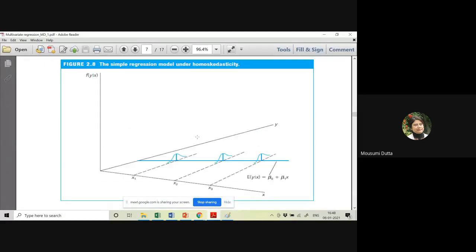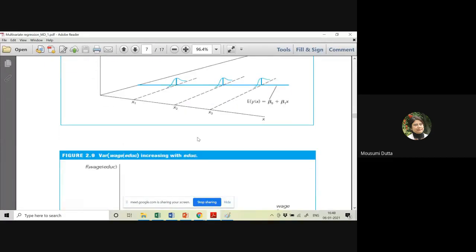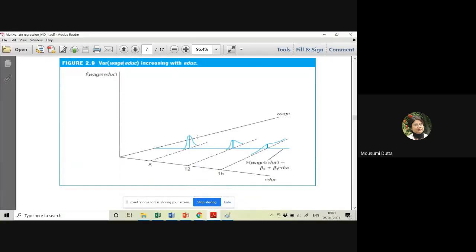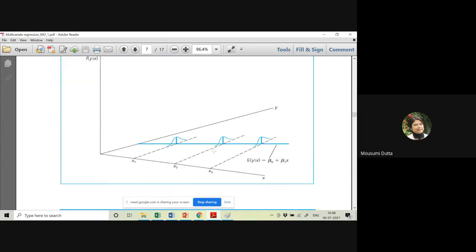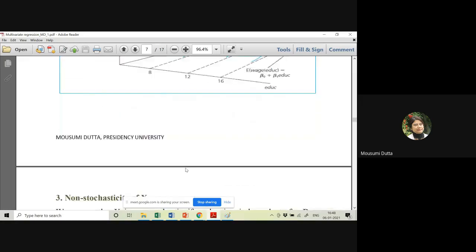For another example, this is the idea of homoscedasticity: the spread is the same across different points of the line, and here the spread is changing. We get different types of spreads along the same line for different values, 8, 12, and 16. So this is the idea of heteroskedasticity when dispersion varies, and this is the idea of homoscedasticity when the dispersion of the observations remains identical over the line for different values of x.